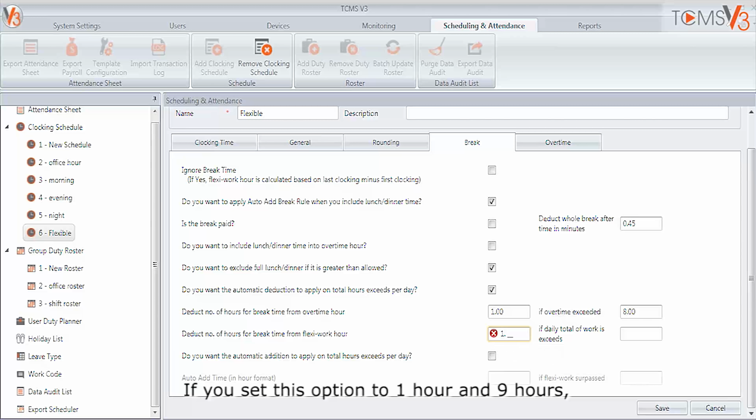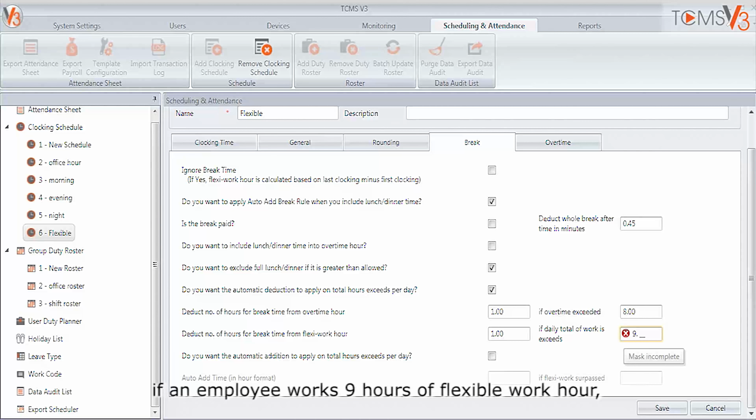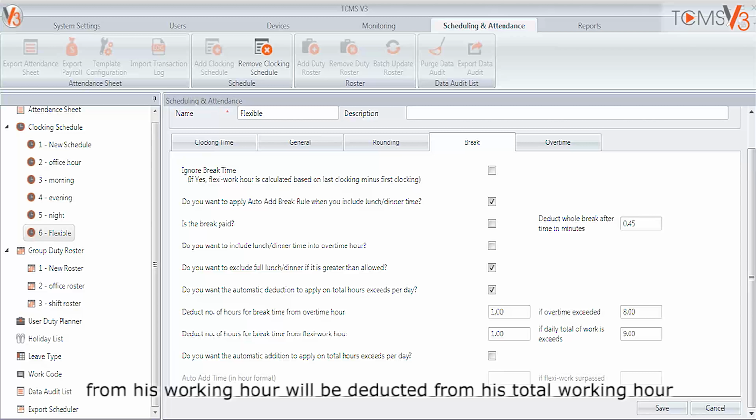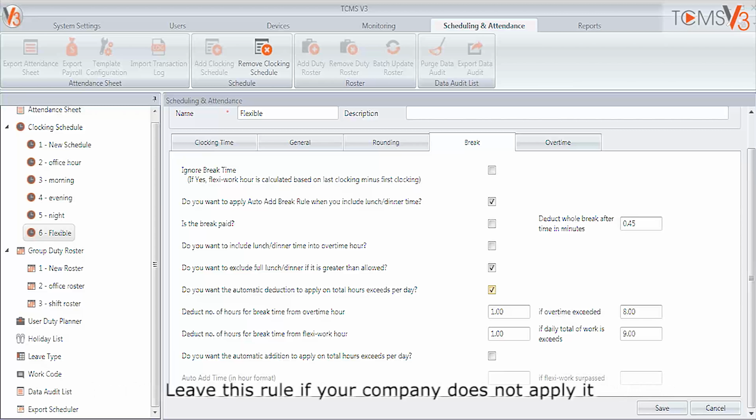If you set this option to 1 hour in 9 hours, if an employee works 9 hours of flexible work hour, 1 hour of break time that was not originally deducted from his working hour will be deducted from his total working hour. Leave this rule if your company does not apply it.